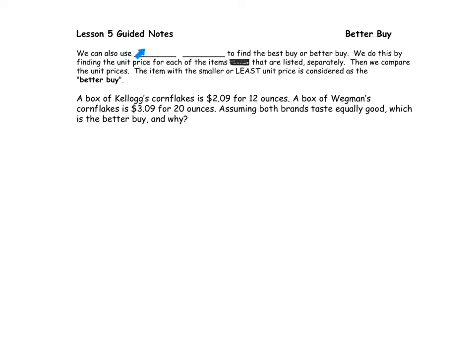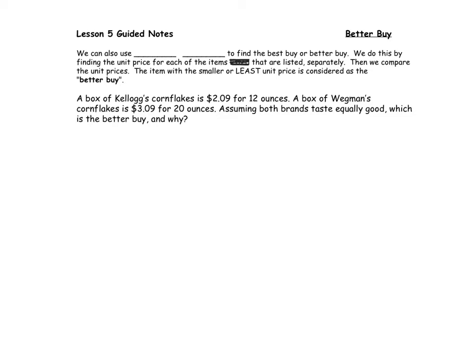It is Lesson 5, Guided Notes, and we're going to be talking about better buy, our best buy. So we can use blank blank to find the best buy or better buy. We do this by finding the unit price for each of the items that are listed, and we do this separately. Then we compare unit prices. The item with the smaller or the least unit price is considered as the better buy. And that's because we want to be good bargain shoppers and we want to save our money.